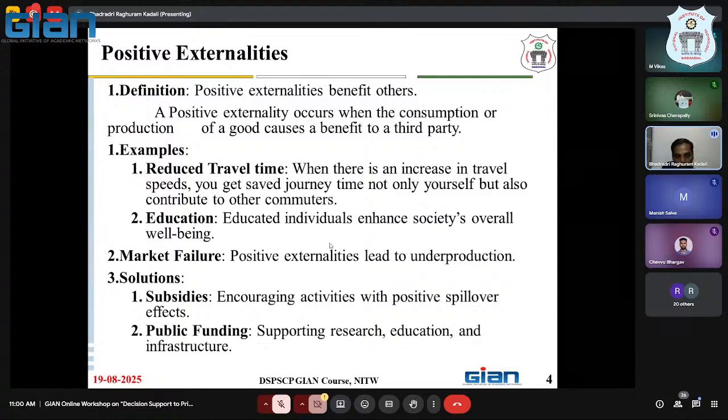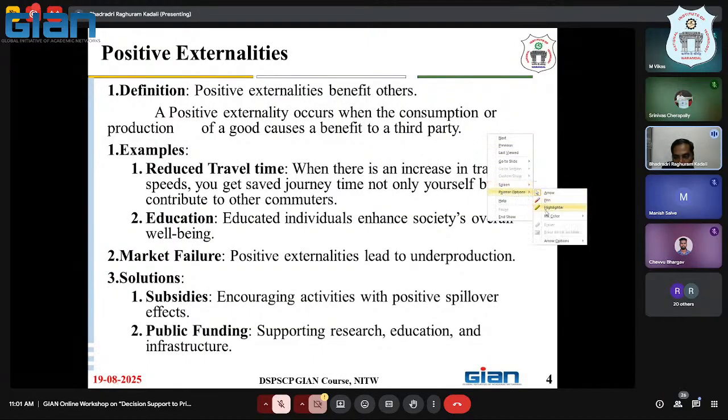In the same way we have positive externalities. These positive externalities are the benefits coming out of the project. They can occur when the consumption or production of a good or service, like a vehicle using a road network, causes a benefit to a third party. How can that be? Because you are making a new project, that may reduce travel time.